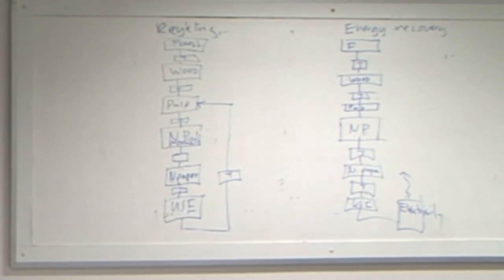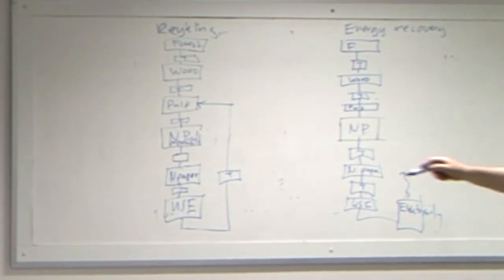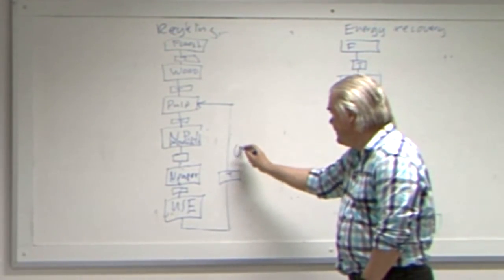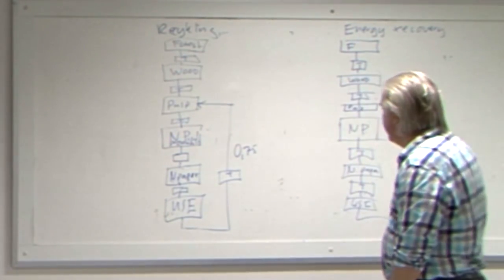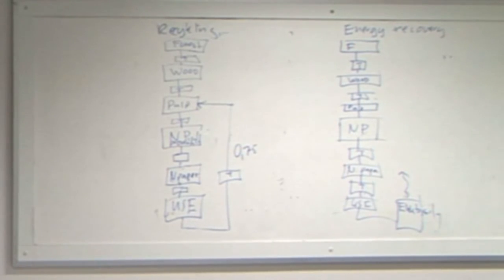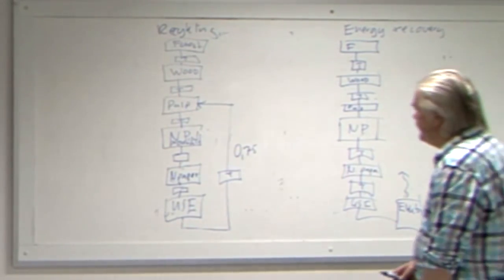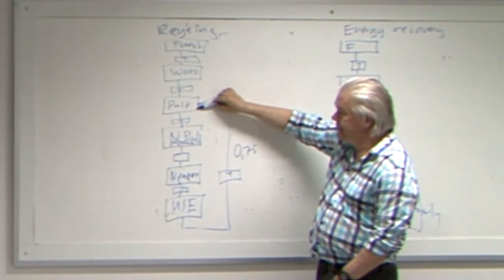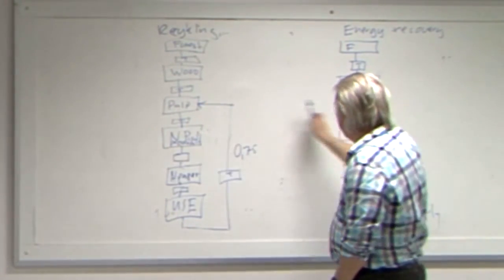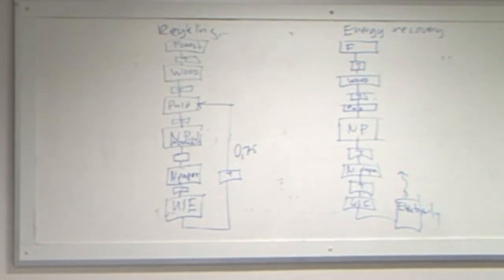You can see directly that maybe we can't recycle everything, but say that we can recycle 80%, 75%. Then of course we will have less input here. Is this fair? Are the two product systems identical?